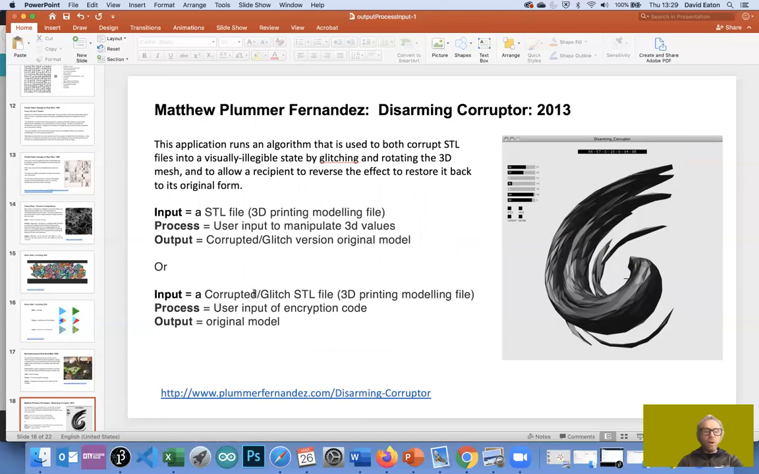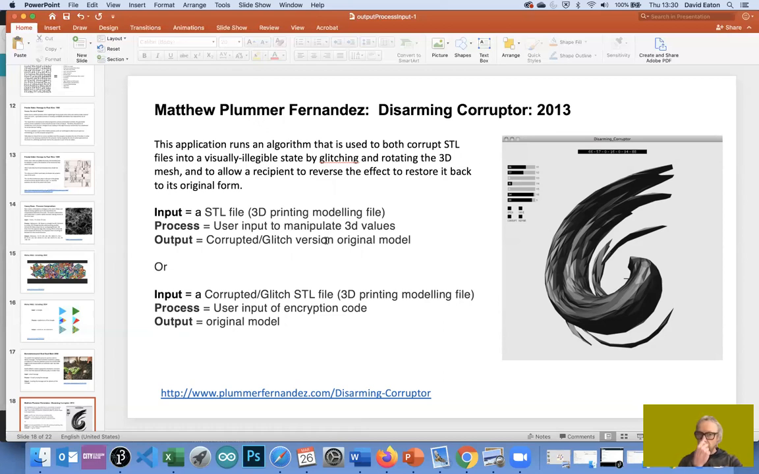This is someone who was playing around with the ideas of using an algorithm that is used to control what we call STL files. STL files are 3D printing files, okay, and glitching them. So what you could do is feed in an STL file. He's created a piece of software that you could interact with, which would glitch that, and then you could get a corruption of your 3D model.